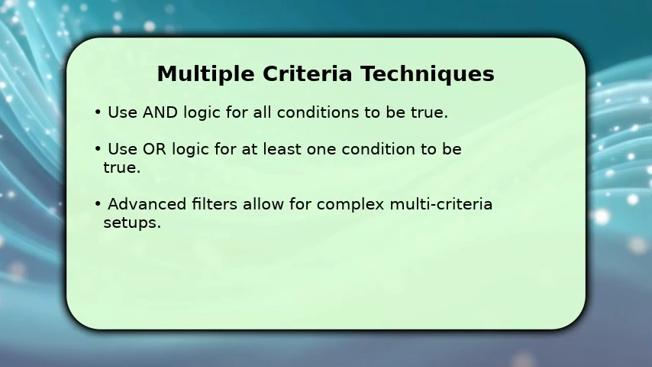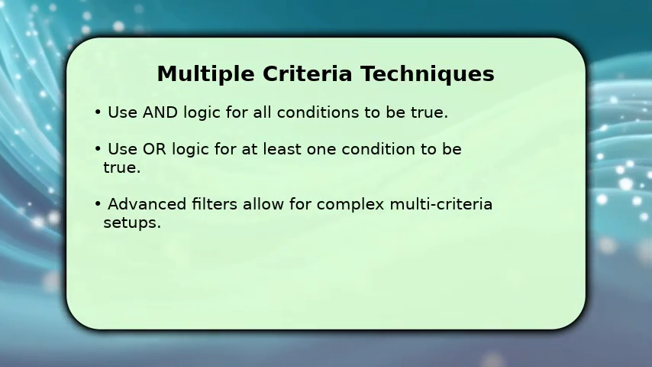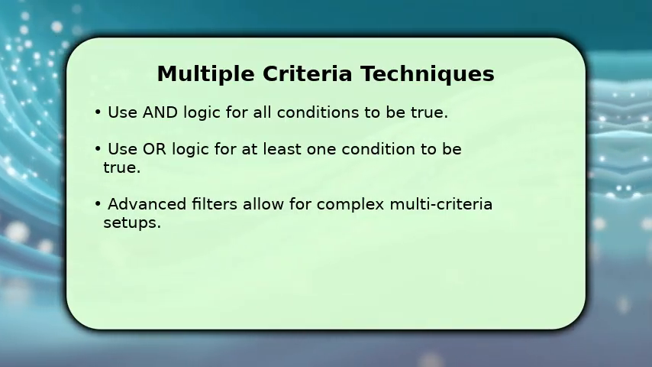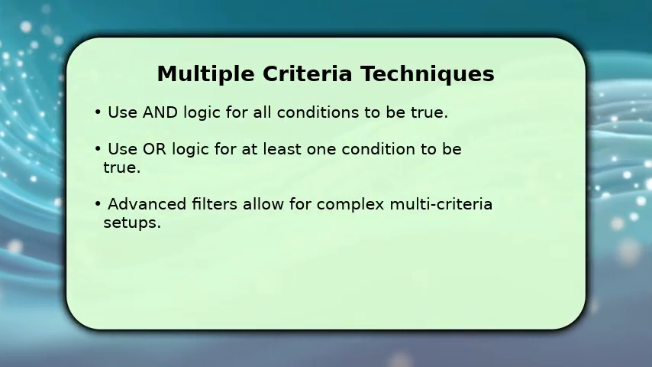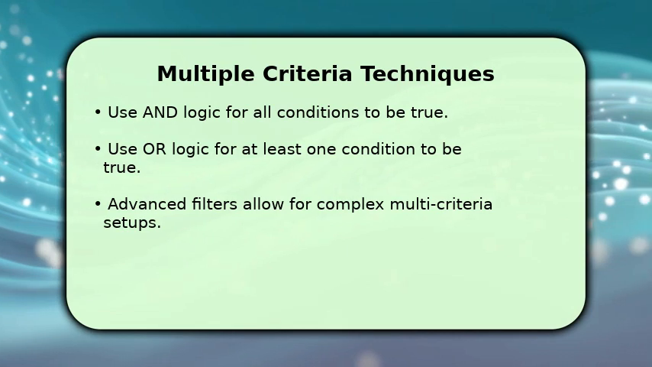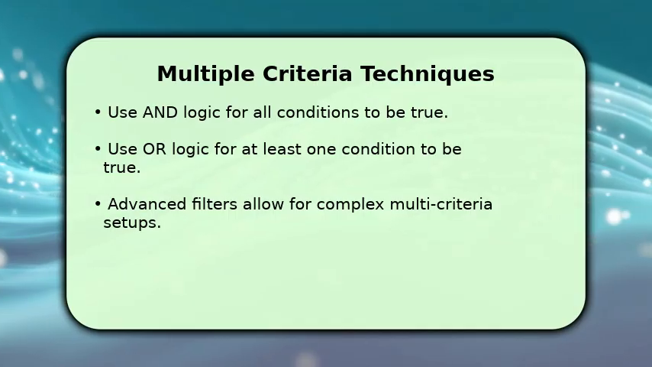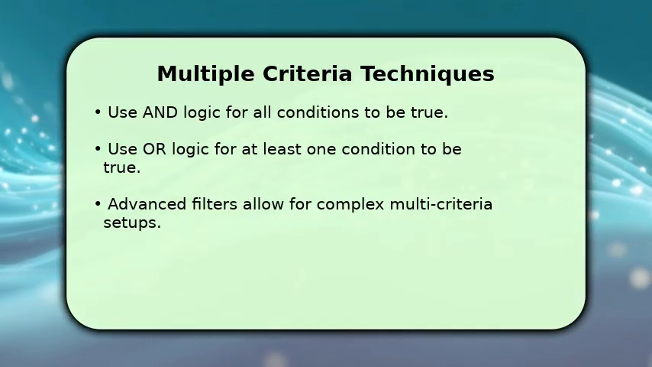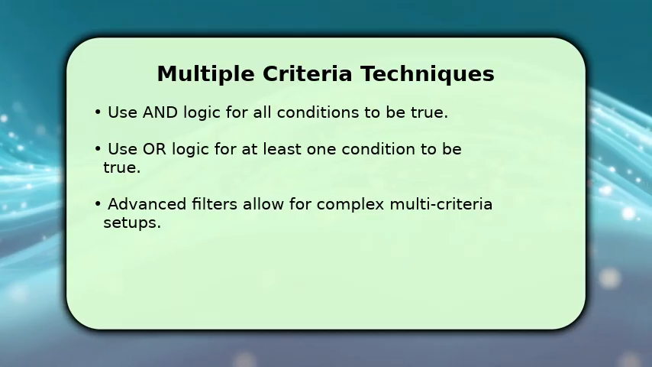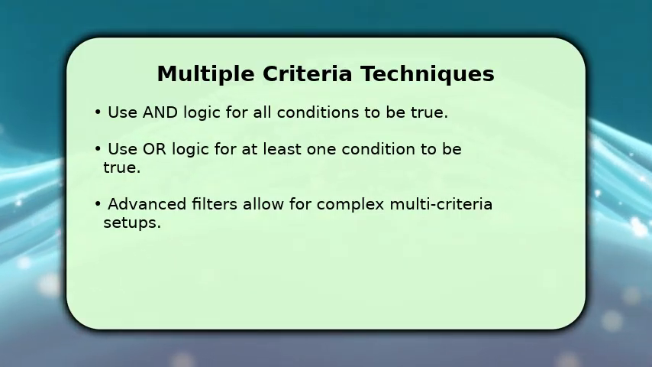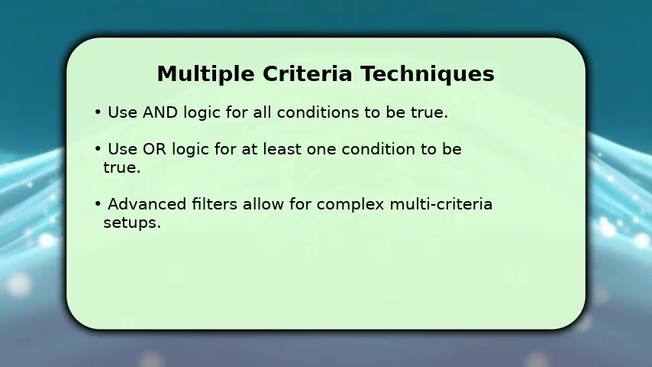When you need to apply more than one condition, Excel provides powerful options. You can combine criteria using AND logic, where every condition must be met, or OR logic, where at least one condition needs to be true. For more intricate scenarios, Excel's advanced filter feature allows you to set up highly specific multi-criteria rules across several columns, giving you precise control over your data.